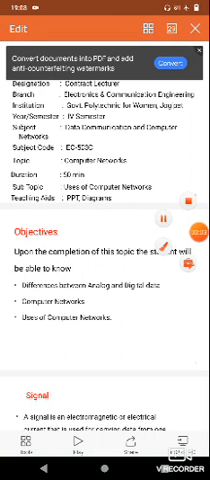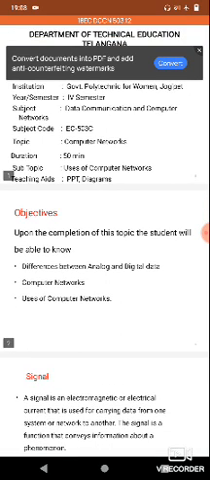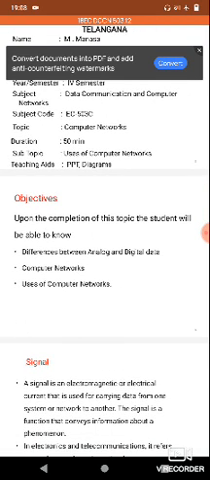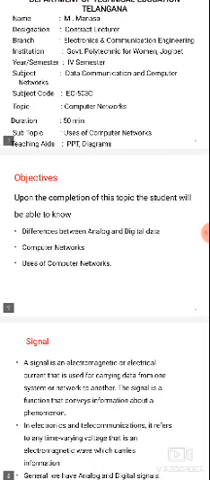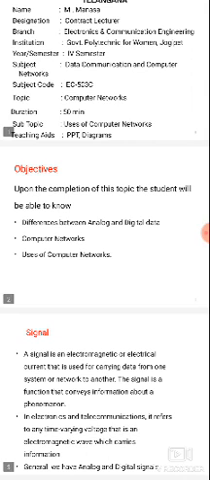Good morning, everyone. Today I am going to explain computer networks and uses of computer networks. Before starting today's class, we have already completed data communication and the need for data communication. Data communication is nothing but the exchanging of data between two devices, from source to receiver.